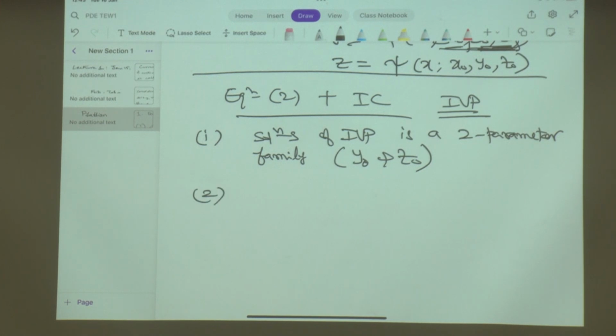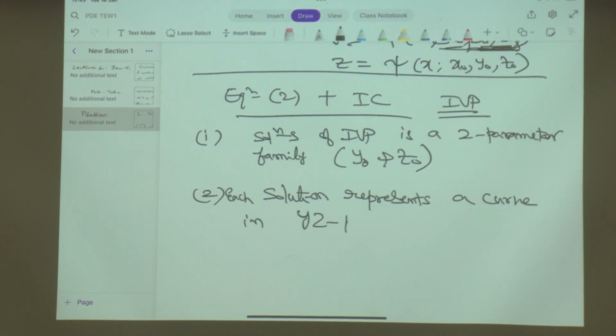So what does this solution represent? Each solution means you have the initial value problem, y0 and z0 are there. That solution represents what? Represents a curve where y and z are going on, so in the yz plane, right? And they pass through the point y0 and z0. This is happening in the yz plane.